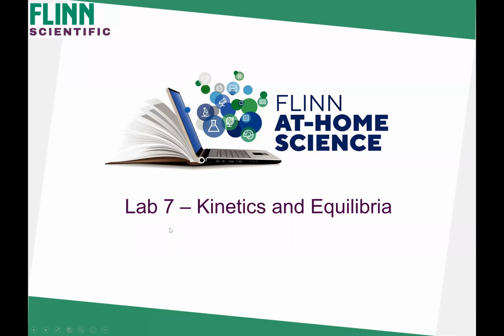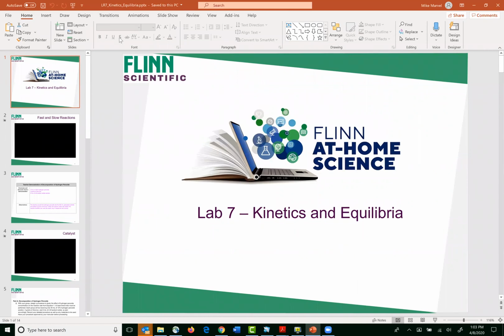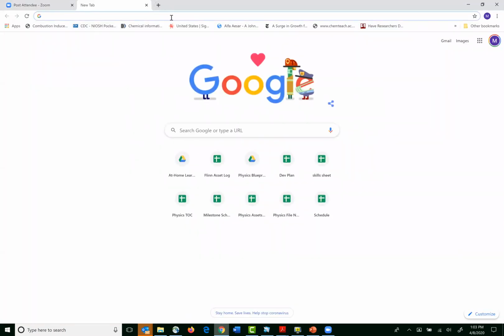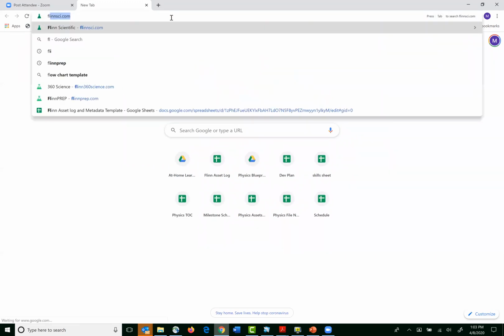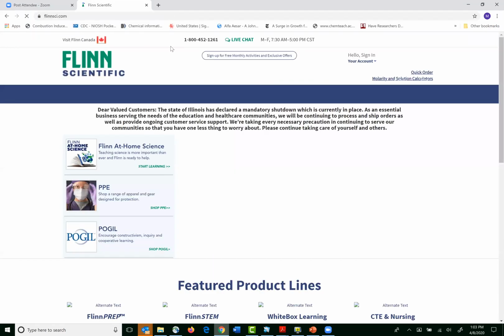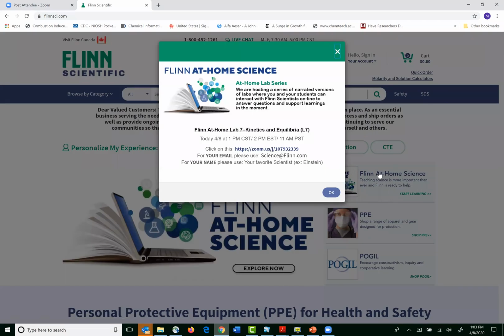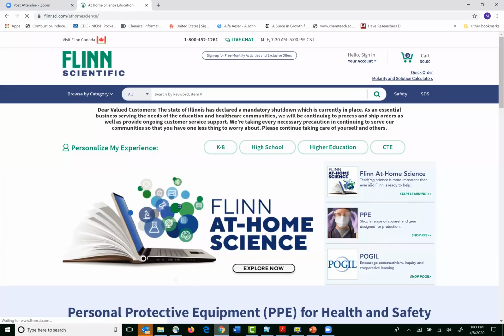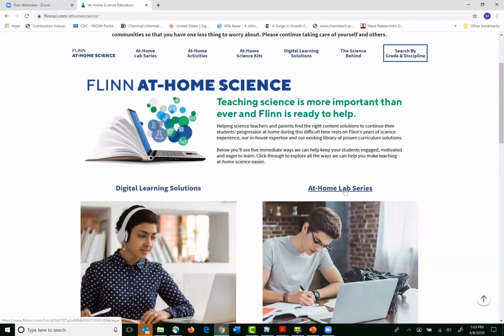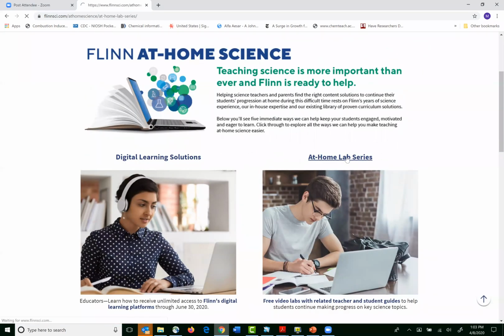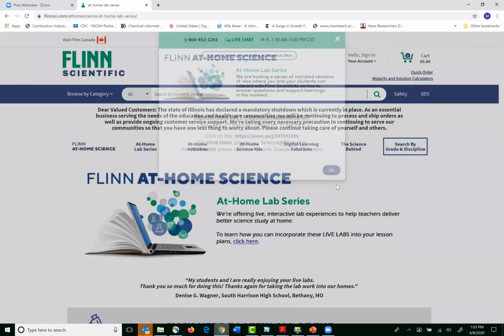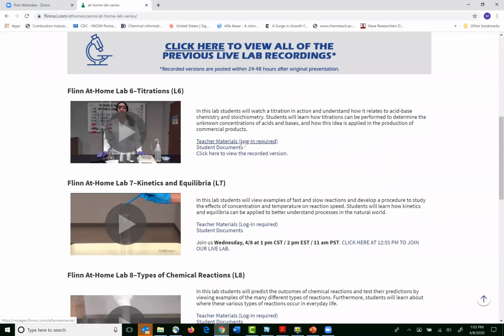I'm going to just hop out of the presentation and pop open an internet window. If you're looking for the documents that are associated with these live labs, you can go to our website and navigate to the Flynn at-home science landing page. Once there, you'll see we have an at-home lab series button here. Each of these labs has teacher materials and student documents associated with them that you can download or use in Google Doc form and write directly into them.